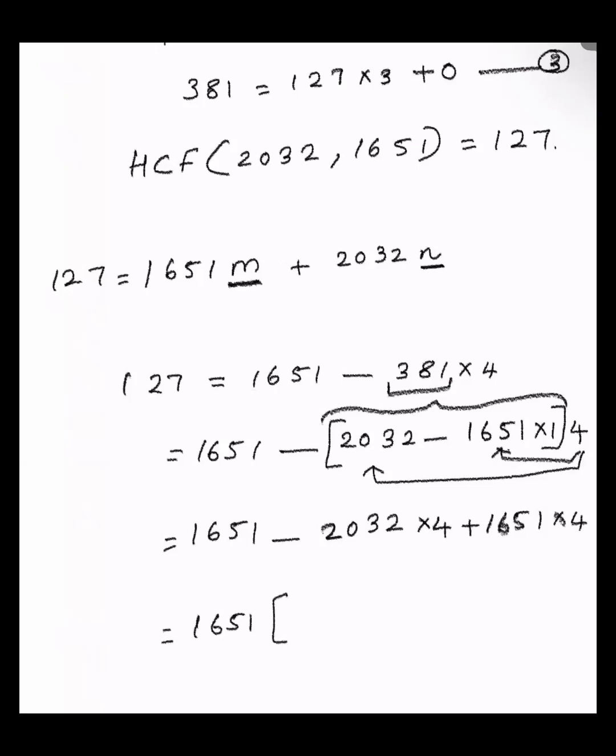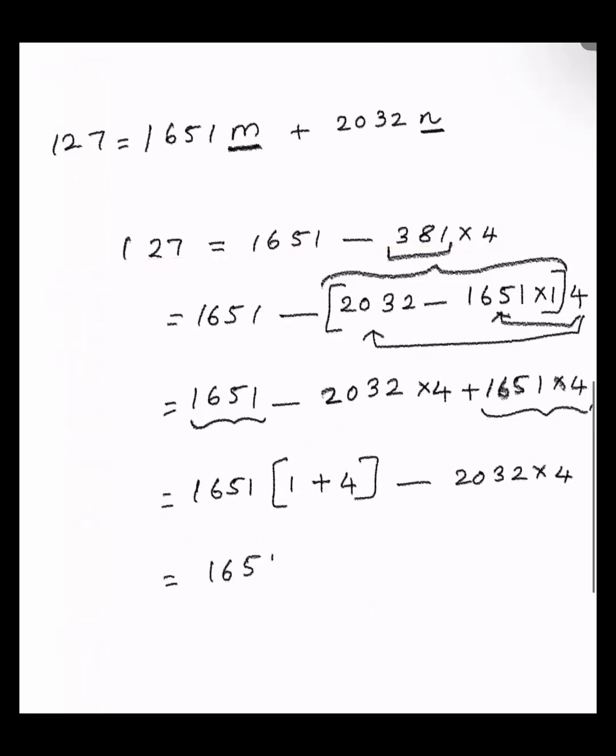Okay, so next step is taking 1651 out common, I get 1 plus 4. So this is the first term, this is the second term. If I take 1651 out, I'm left with 1 plus 4 minus 2032 into 4. That can be written as 1651 into 5 minus 2032 into 4. Okay, so now don't you think I have got the answer? I have got the HCF. HCF is 127. I am writing 127 in terms of 1651 and 2032.